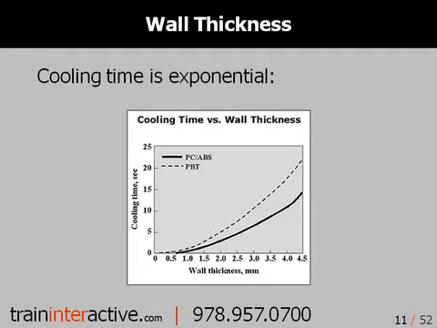So to repeat, cooling is not linear, and the graph here shows this nonlinear relationship, and also shows the difference in cooling between PBT, shown by the dashed lines, versus the polycarbonate ABS blend, shown by the solid line.